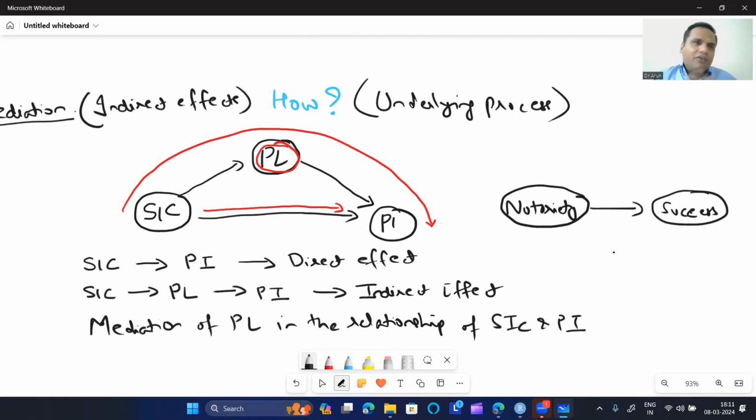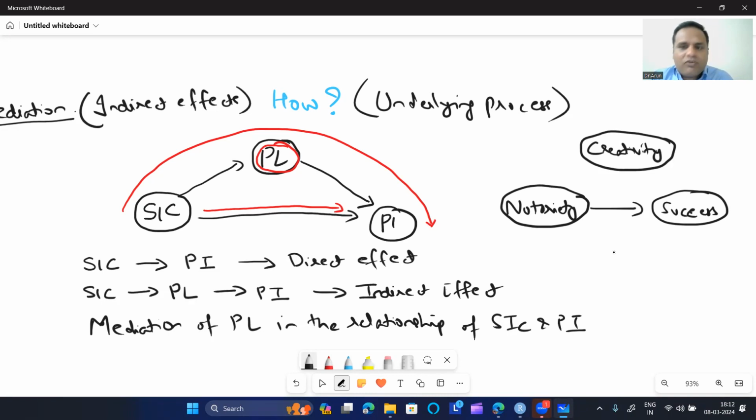Let's say somebody has given a theory that notoriety leads to success. Now somebody says, it is fine, but there is something missing in this model. Notoriety simply can't predict success. There is one element called creativity which is missing. Somebody said, okay, it is fine that notoriety leads to success, I agree, but don't you feel that notorious people are creative and this creativity leads to success? So somebody brought one more construct into the model called creativity.